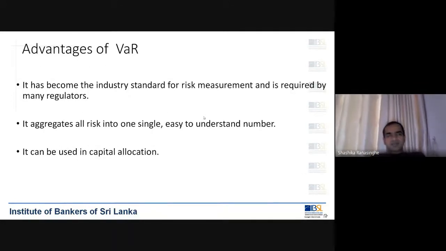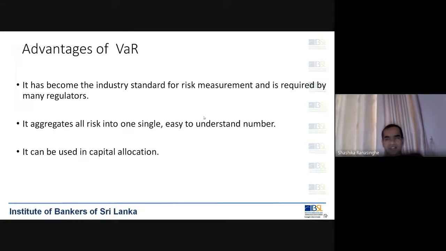Advantages of value at risk. It has become the industry standard for risk measurement and is required by many regulators.